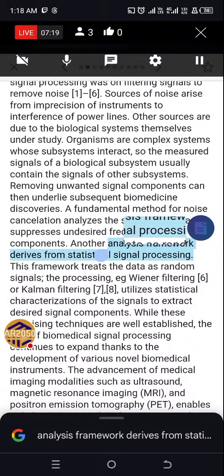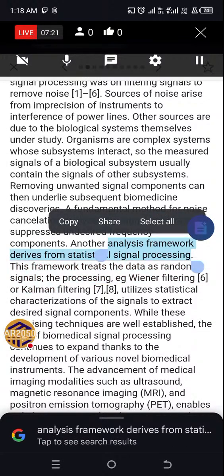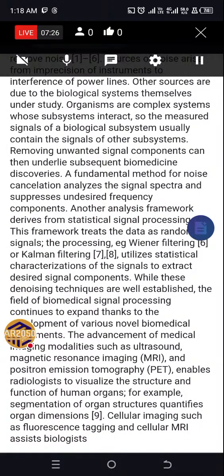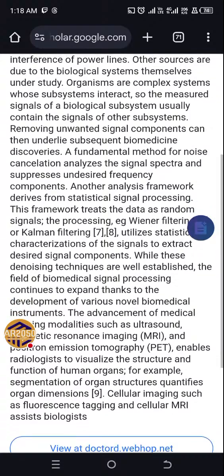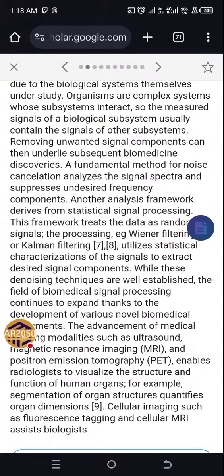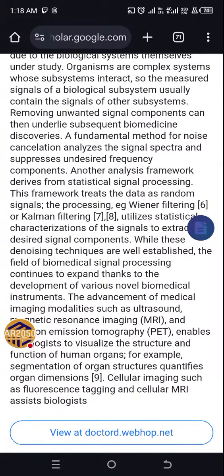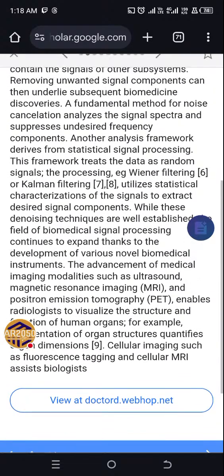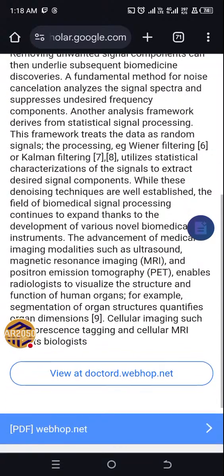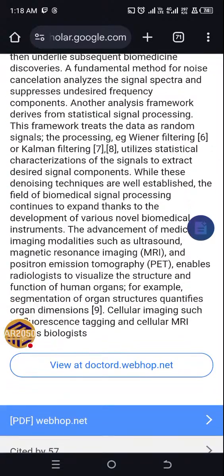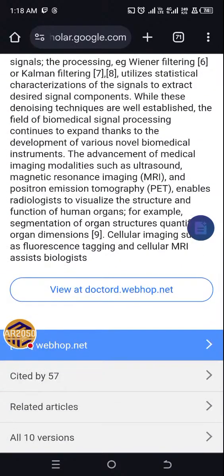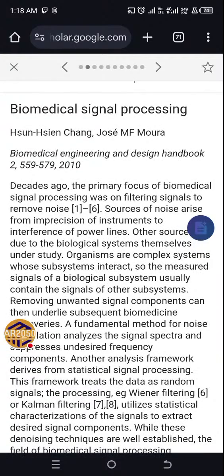The analysis framework is derived from statistical signal processing. The framework treats signals as random signals. The processing uses the Wiener filter and Kalman filter, which utilize statistical characterization. Denoising techniques are well established. The field of biomedical signal processing continues to expand with the development of various novel biomedical instruments and the advancement of medical imaging technology, such as MRI, but our focus is only on single-dimensional signals. So we will not focus on that.